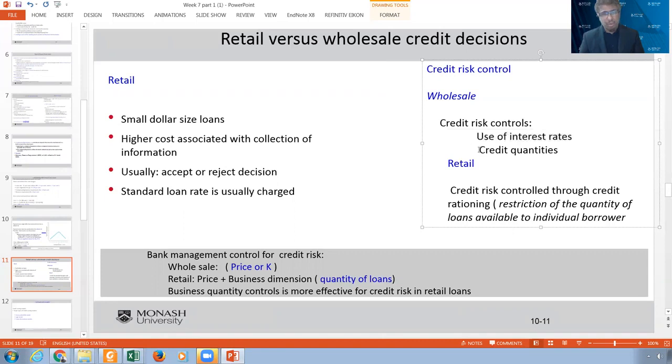And you can also use another way, which is when their leverage has reached a certain point, and the number of loans taken from your bank reaches a certain point, you stop lending to them until they start to clear the old loans, and then you can give them other loans. So we use two ways with the wholesale customer, which is the business customer. We can increase the interest rate, and at the same time we also decrease the quantities of loans given to this customer.